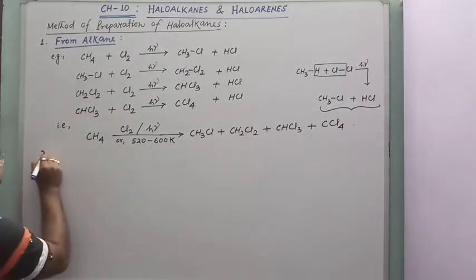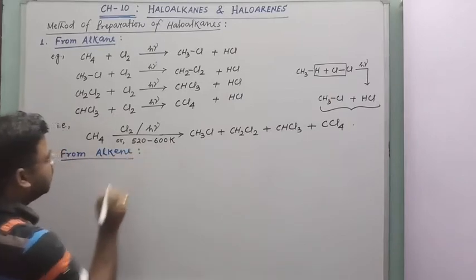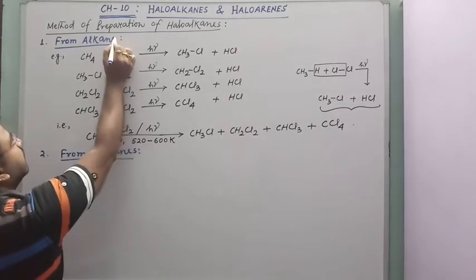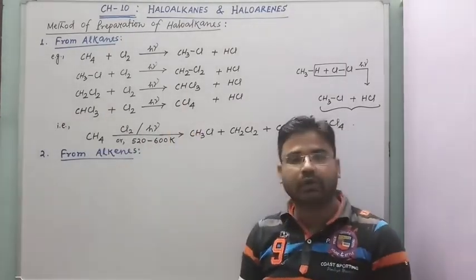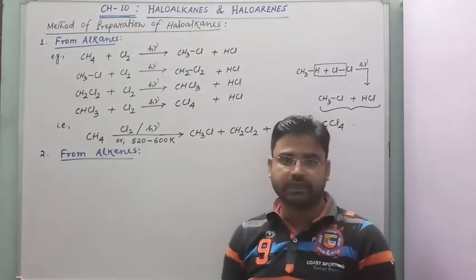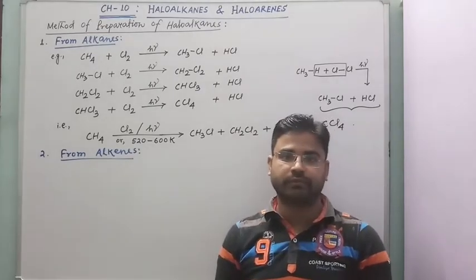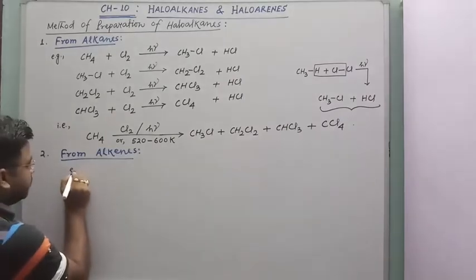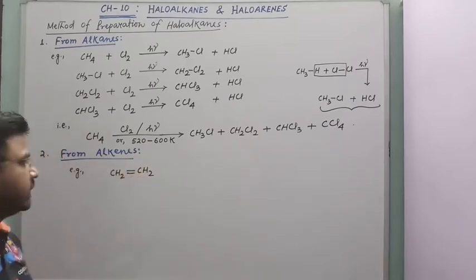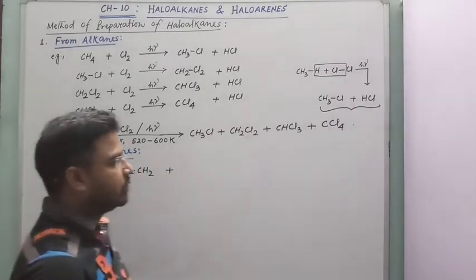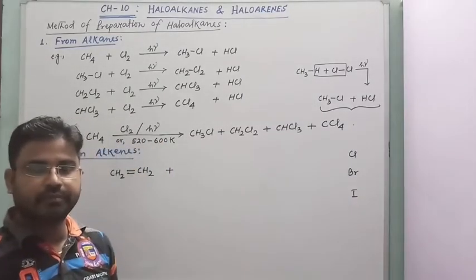Number two, second method, from alkenes. So from alkenes we can also prepare haloalkane by the reaction with halogen acids. So when alkenes are treated with halogen acids, then haloalkanes are formed. For example, an alkene, say CH2 double bond CH2, the simplest alkene, ethene. So the alkene is treated with halogen acid. The halogens are chlorine, bromine, iodine.